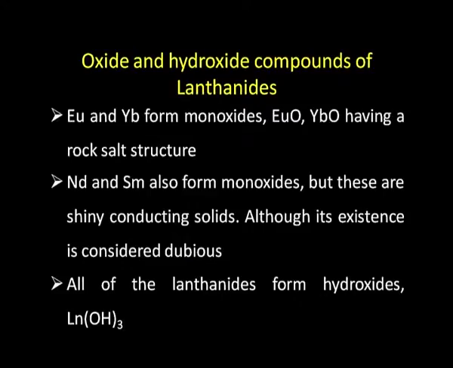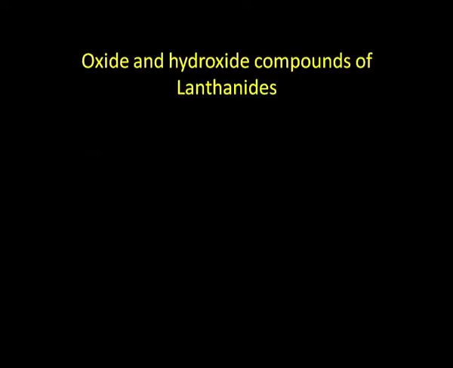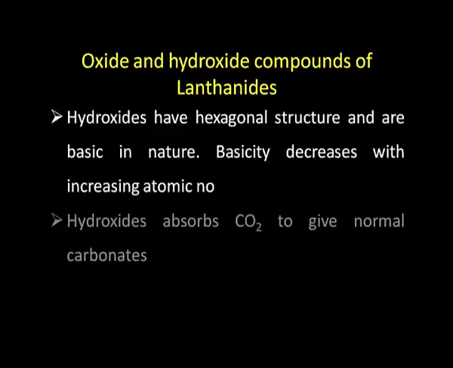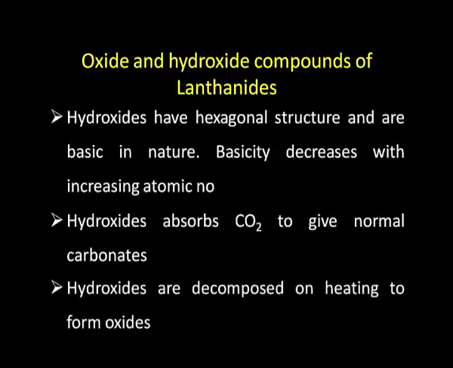All of the lanthanides form hydroxides of type Ln(OH)3. The hydroxides have hexagonal structure and are basic in nature. The basicity of the hydroxides decreases with increasing atomic number. That is, the basicity decreases as you move from lanthanum to lutetium. The hydroxides absorb carbon dioxide to give normal carbonates. The hydroxides decompose on heating to form oxides.